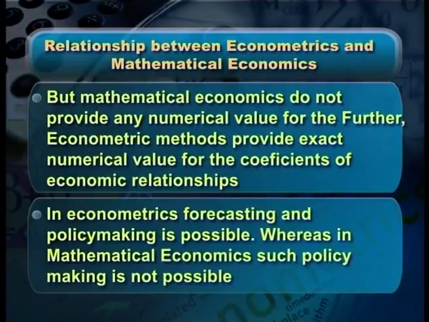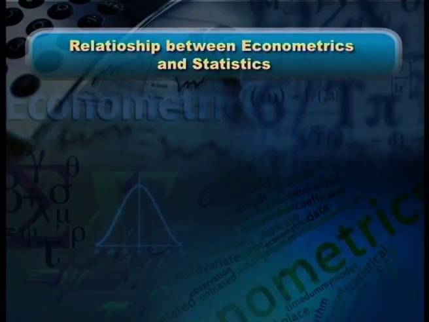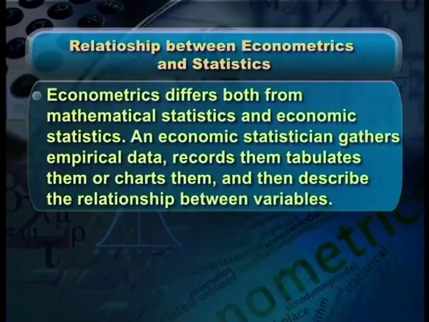In econometrics, forecasting and policy making is possible, whereas in mathematical economics such policy making is not possible. Then we will go for the relationship between econometrics and statistics. Econometrics differs both from mathematical statistics and economic statistics.